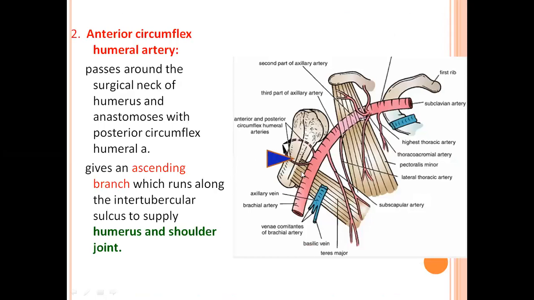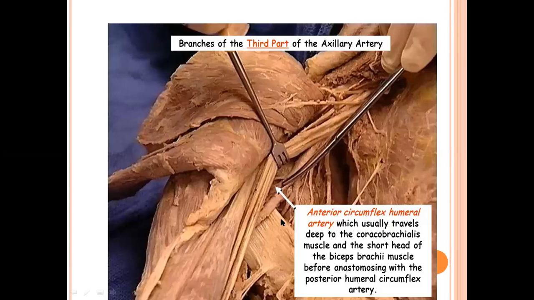The further branches coming from the third part of the axillary artery are the anterior circumflex humeral and the posterior circumflex humeral. This is the anterior one and this is the posterior one. It passes around the surgical neck of the humerus and anastomoses with the posterior circumflex humeral artery. It gives one ascending branch which runs in the intertubercular sulcus of the humerus to supply the humerus bone and also the shoulder joint. The anterior circumflex humeral artery goes deep to the coracobrachialis muscle.